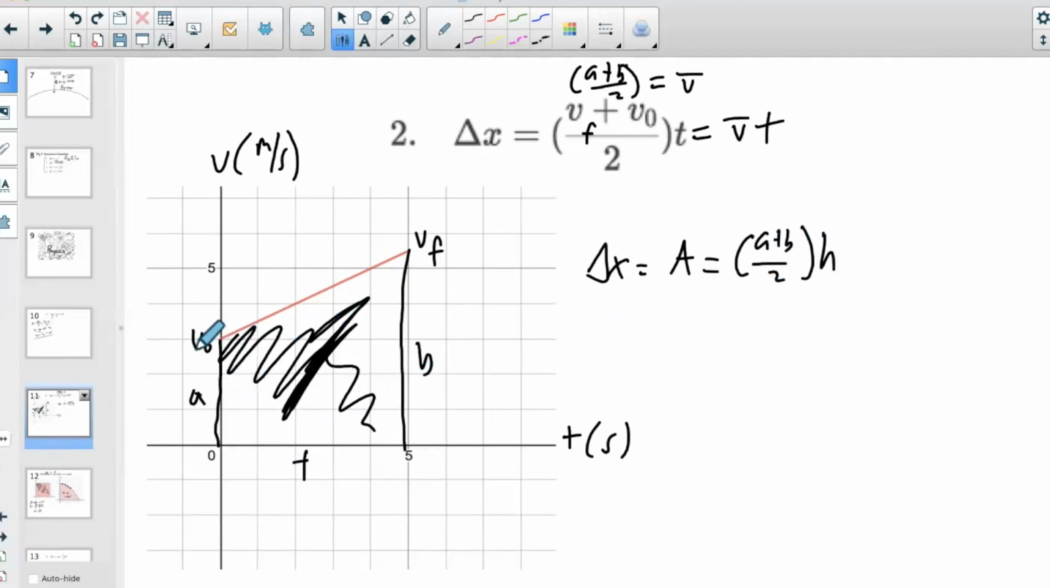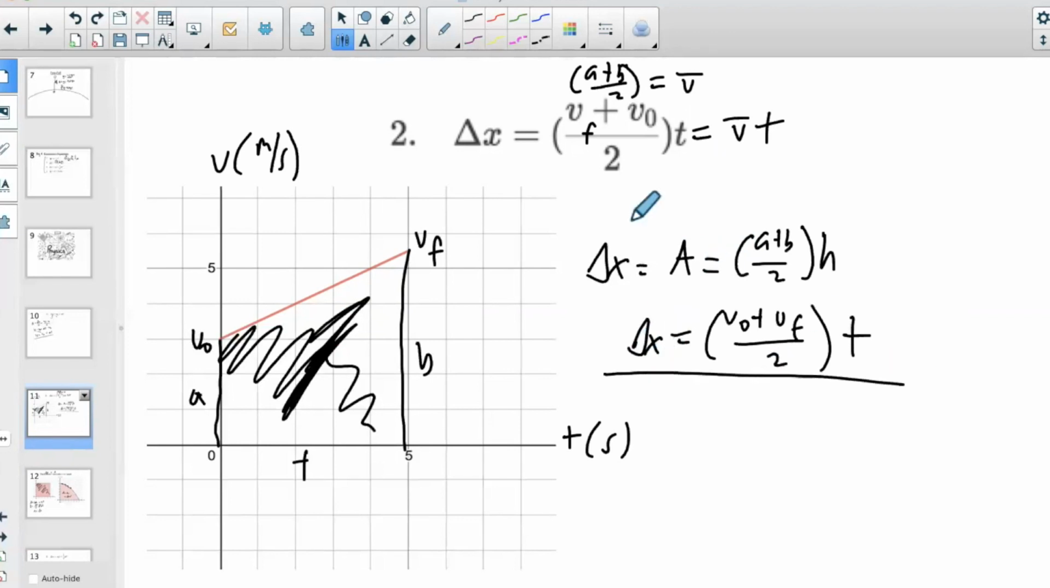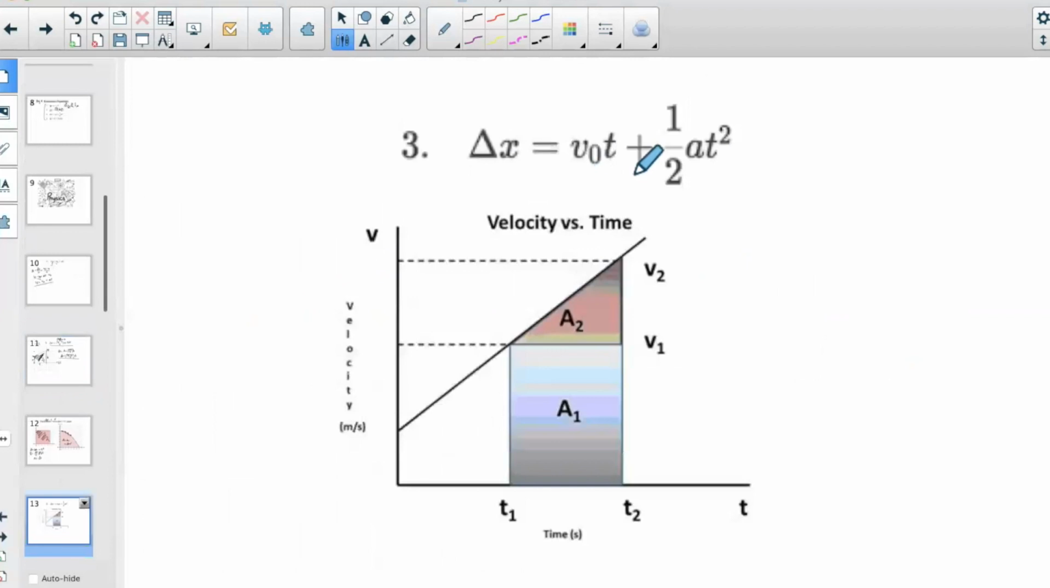So you know your A and B are going to be V naught and VF, so your initial and final velocities, times your height, which is T. And that is the same thing we got up here. It is proved. Now let's move on to this. Probably one of the more funny looking equations out of the bunch, but it's still possible to prove, actually doing it a very similar way.